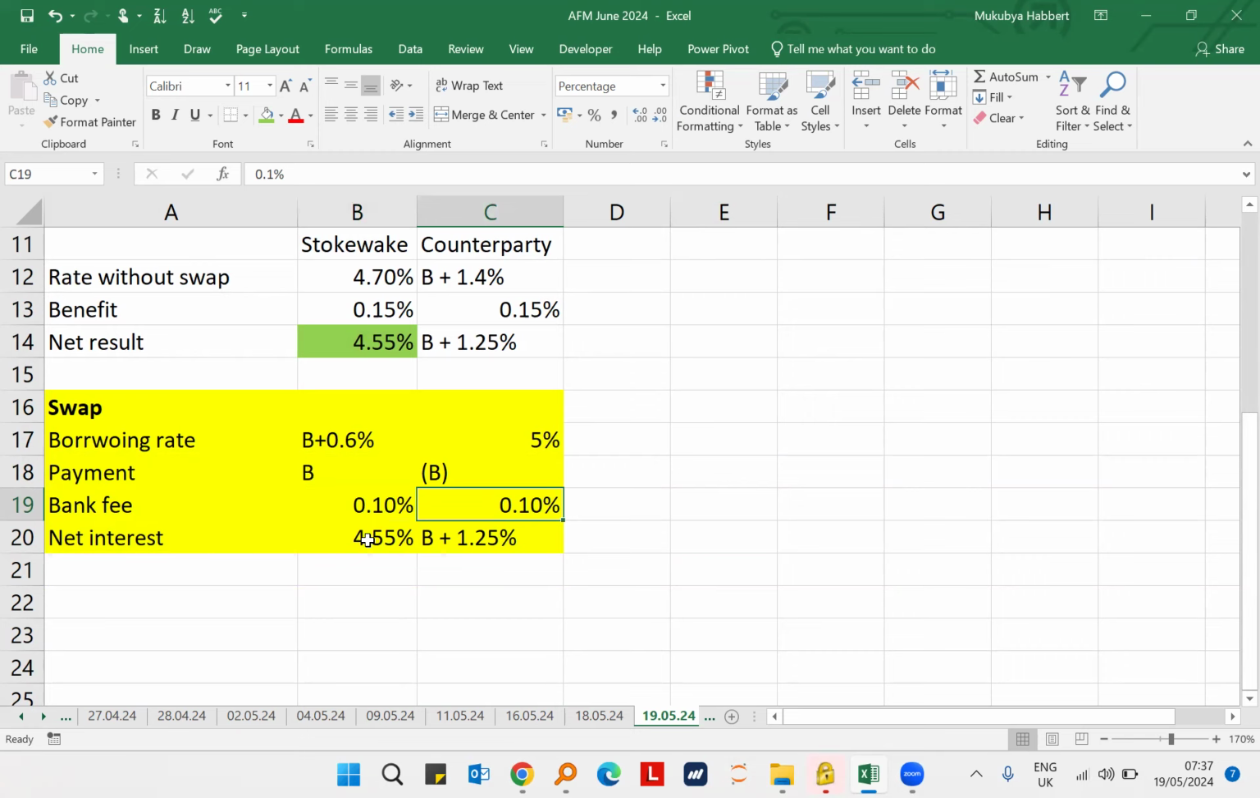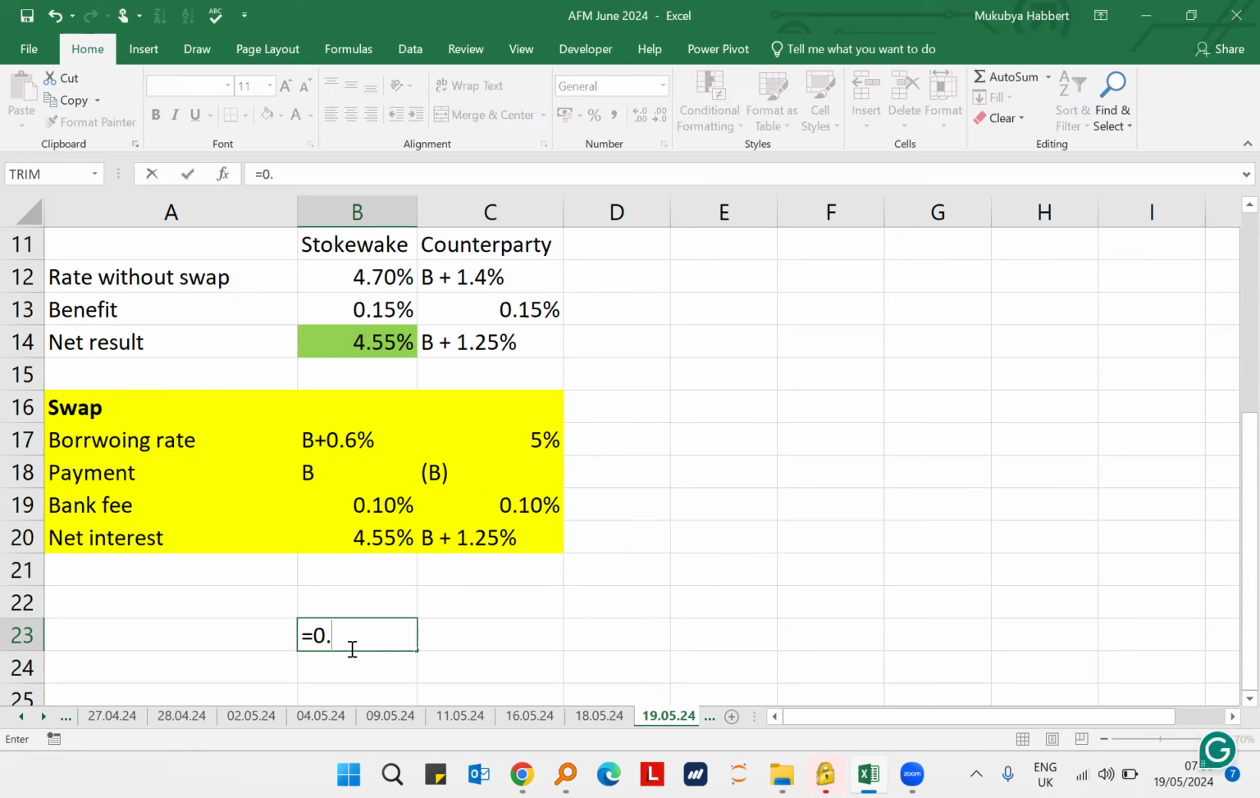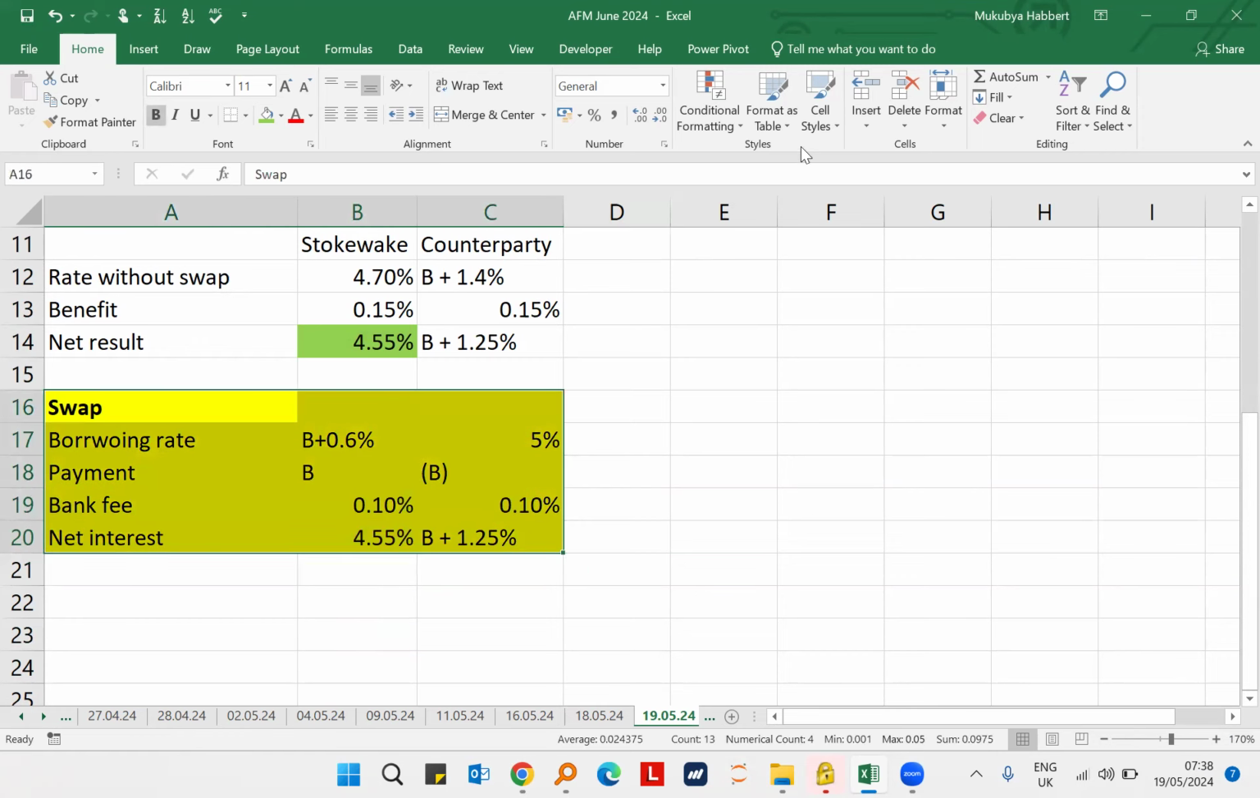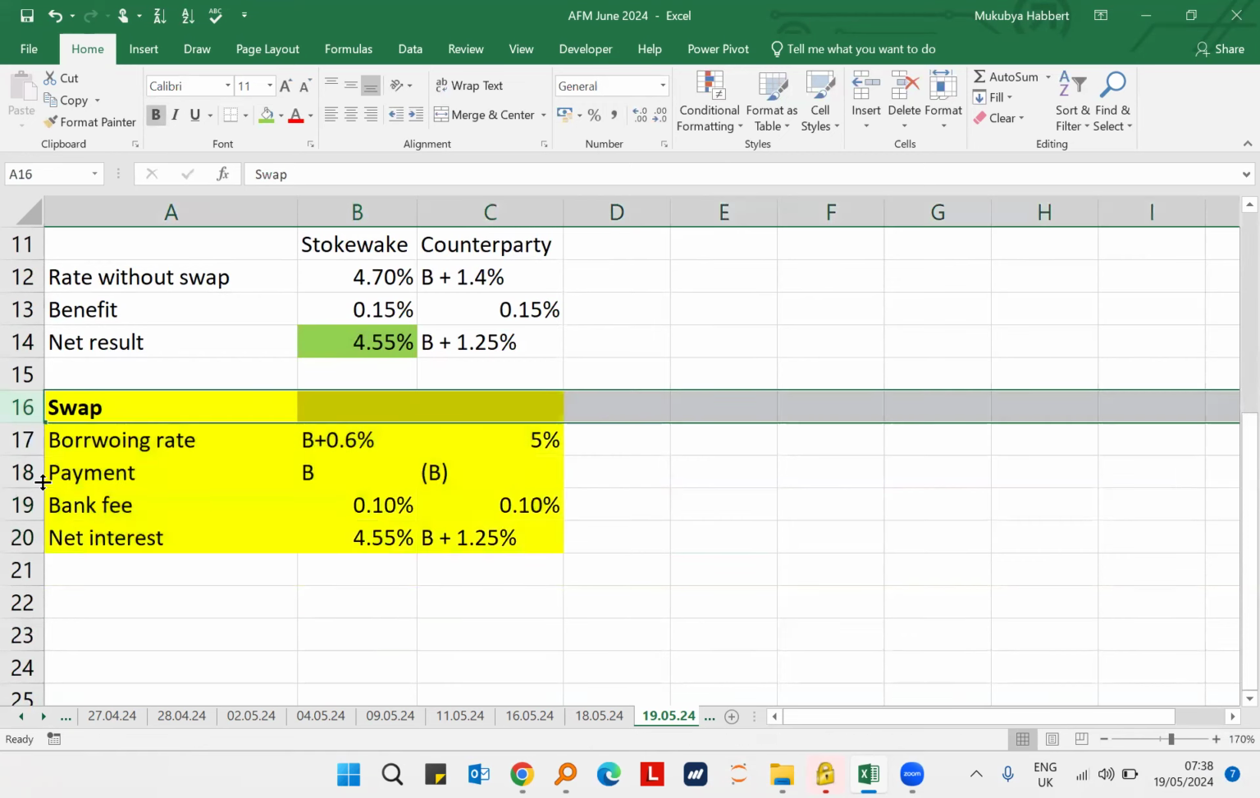But of course, for them to reach 4.55, as we said, this point here is 0.6 plus this 0.1, that is 0.7. And they have to benefit from 0.15. So 0.7 minus 0.15, you have 0.55. So they will have to pay another 4%. The counterparty will be paying 4% plus this base rate. But let's not worry about this part, okay? Just demonstrating how the swapping itself will be done.